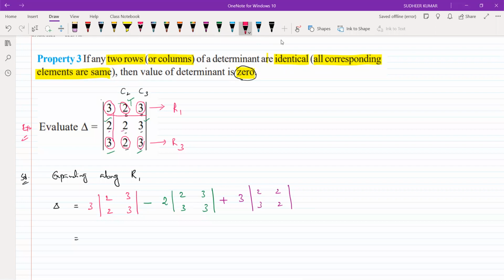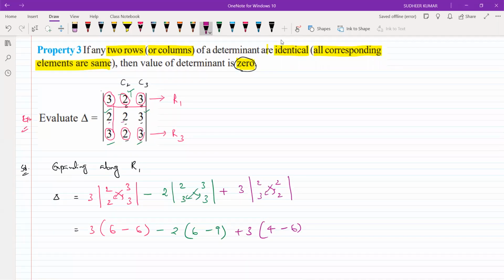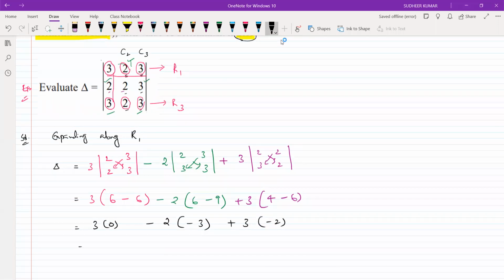Then we get 3 times 0, since 2 3s are 6 minus 3 2s are 6. Next, minus 2 times, 2 3s are 6 minus 9, that is minus 3. Next, plus 3 times, 4 minus 6, that is minus 2. So 0 minus 2 times minus 3, which is plus 6, plus 3 times minus 2, which is minus 6. So the answer is 0.